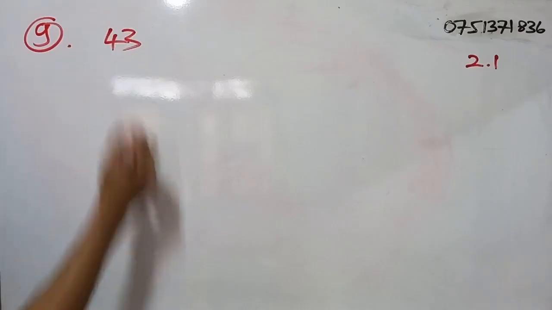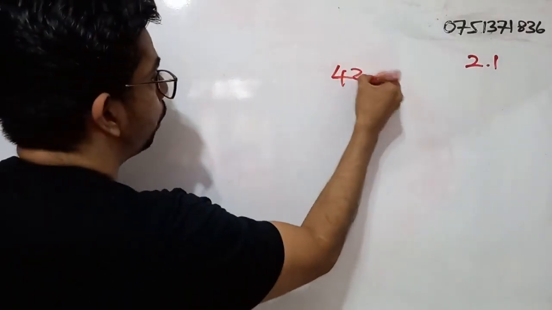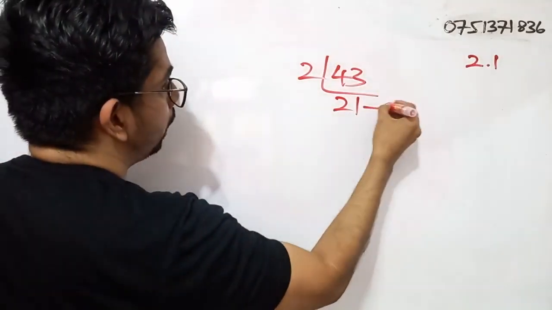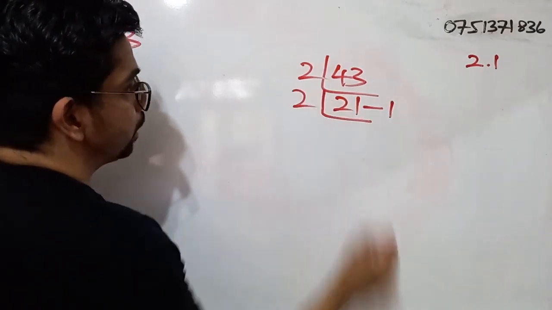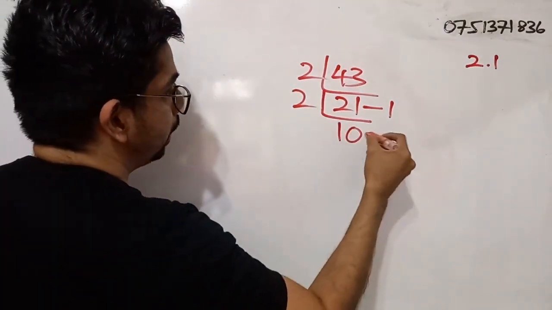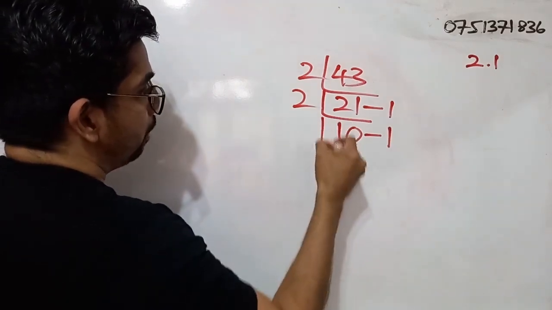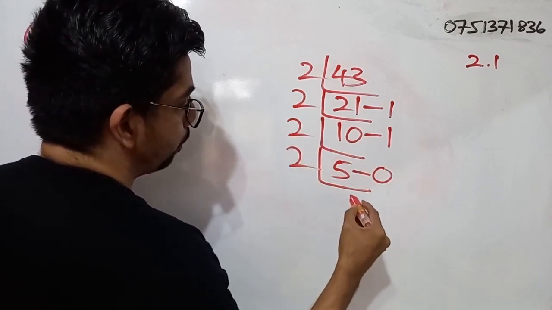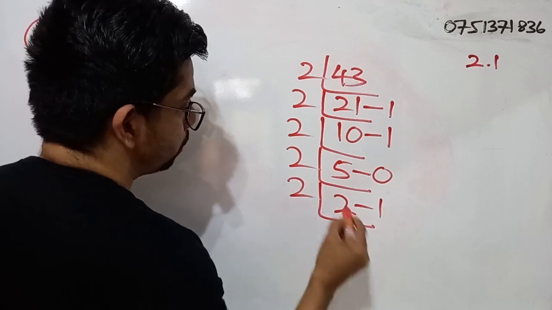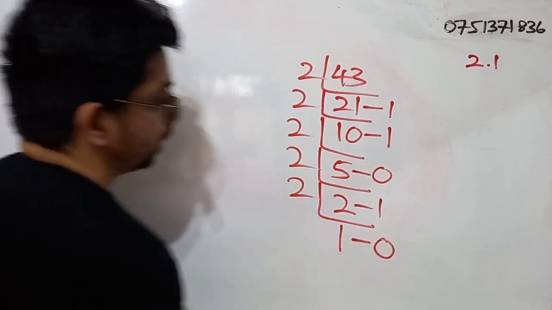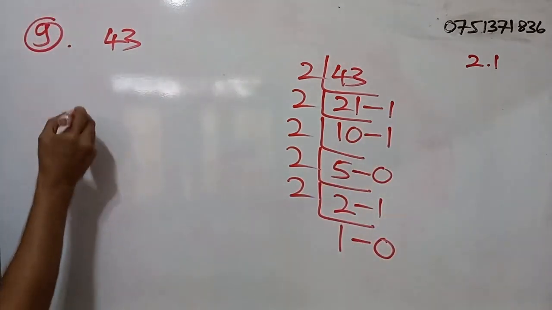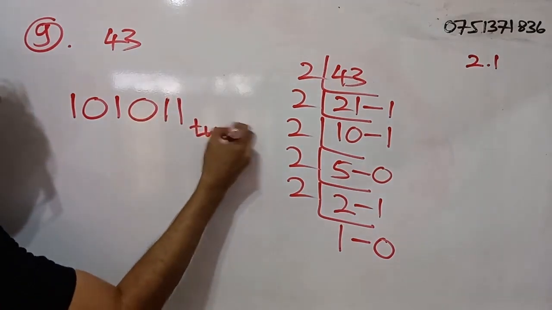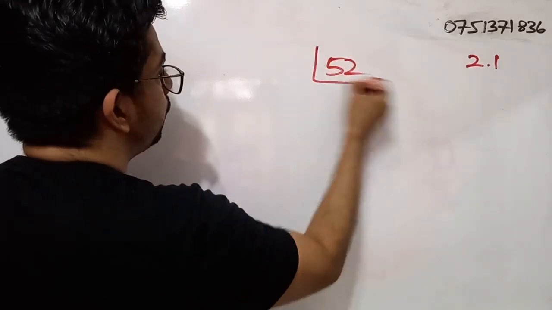So G, we have the number 43, right? So 43 we will divide this by 2. So we will get 21 and 1 remainder. Again we will divide this by 2. So we will get 10 and 1 remainder. Again we will divide this by 2. So we will get 5 and no remainder. Again we will divide this by 2. So we will get 2 and 1 remainder. Again we will divide this by 2. So we will get 1 and no remainder. We will take these numbers. So 1, 0, 1, 0, 1, 1 and the base is what? 2.